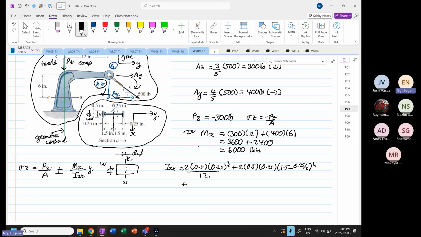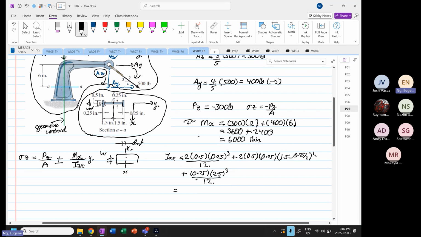Now I'm doing the center part. The width is 0.25. The depth is 3 minus 0.5. And I don't need to take the centroid because the geometric centroid for the center part and the global part is the same. So 2 times 0.5 times 0.25 to the power 3 divided by 12 is equal to 1.3021 times 10 to the power of minus 3.